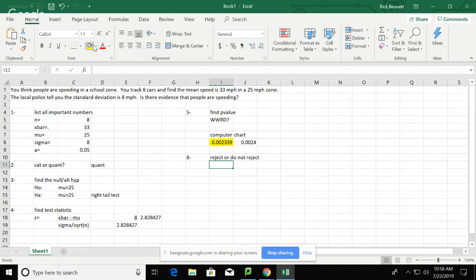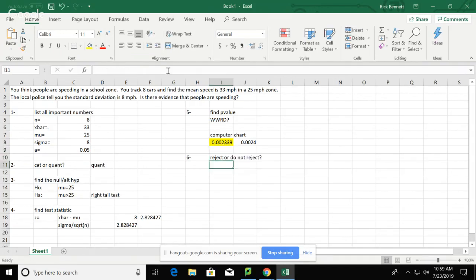What'd you say, Sandra? What was the word that we shouldn't say again? I'll spell it: ACCEPT. Don't use that word. It's a swear word. Use reject or do not reject, because you can't really prove something's true. You can only prove something's false. You can always use reject or do not reject. Okay, step 7.